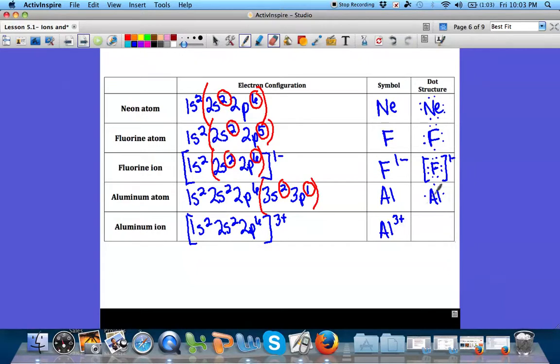For our dot structure, we're losing these 3 valence electrons. So our dot structure for an aluminum ion is just going to be Al. It lost those dots. And now we just have to put it in ion notation with the brackets and the charge, 3 plus.